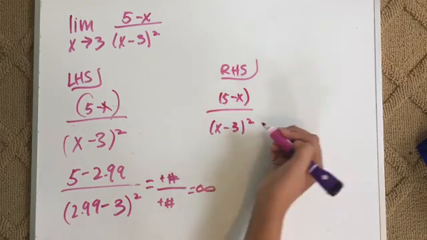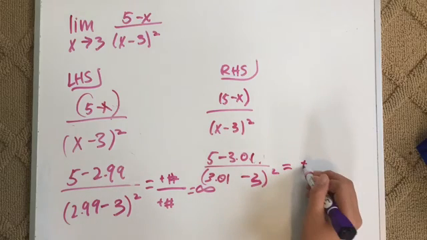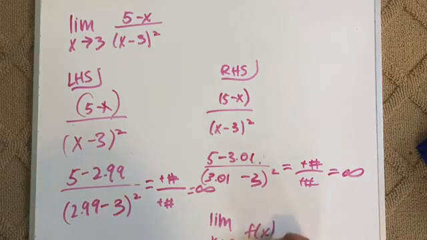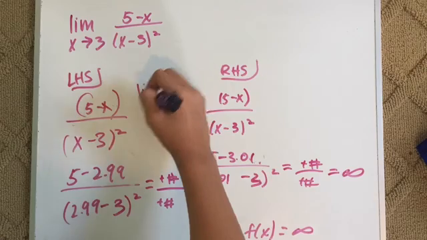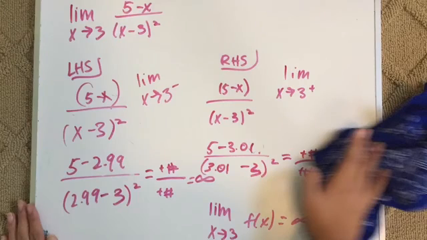So for our right-hand side, we have 5 minus x over x minus 3 squared, same as the other, but this time we have to plug in values closest to 3 from the right side. So we have to plug in 3.01. So now we're left with 5 minus 3.01 over 3.01 minus 3 squared. Then we get a positive number over a positive number, which is positive infinity. So the right-hand side and the left-hand side agree, so our limit is infinity.